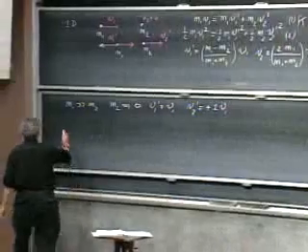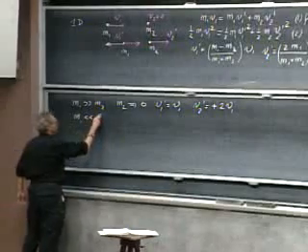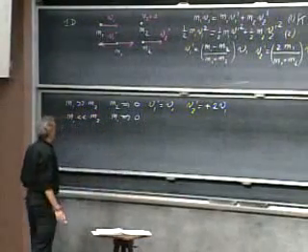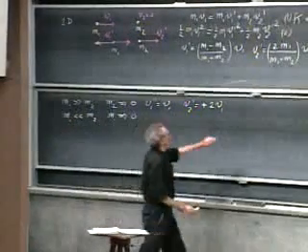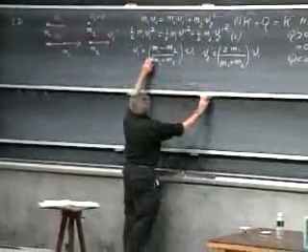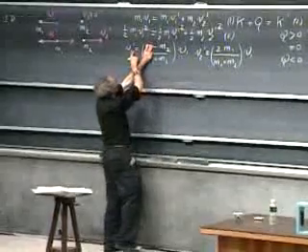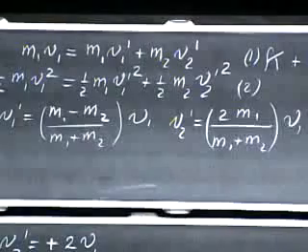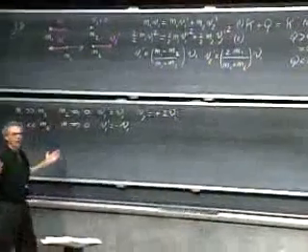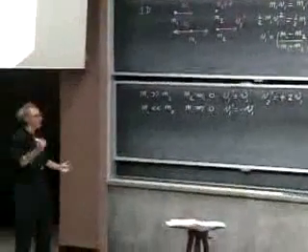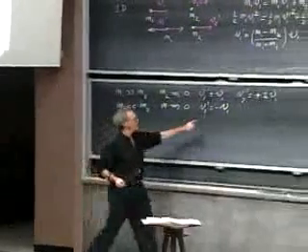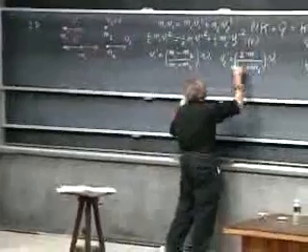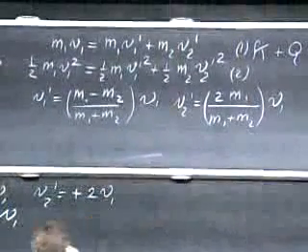Now let's take a case whereby M1 is much, much less than M2. In other words, in the limiting case, M1 goes to 0. And we substitute that in here. So this is 0, and so you see V1 prime equals minus V1. Completely obvious. The ping pong ball bounces off the bowling ball, and it just bounces back. And this is what you see. And the bowling ball doesn't do anything, because M1 goes to 0, so V2 prime goes to 0.